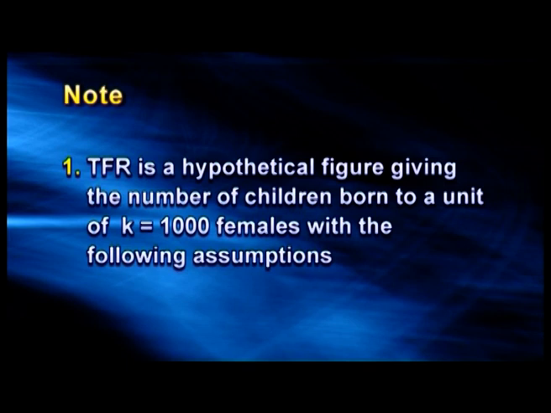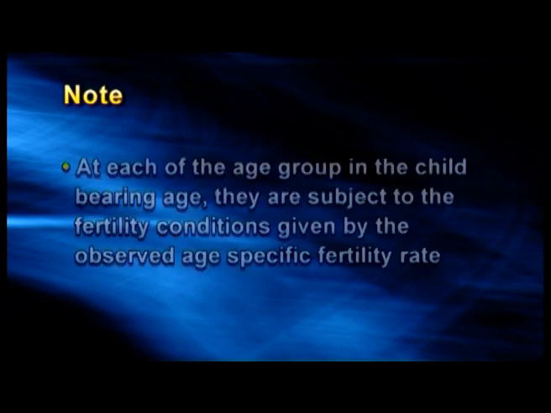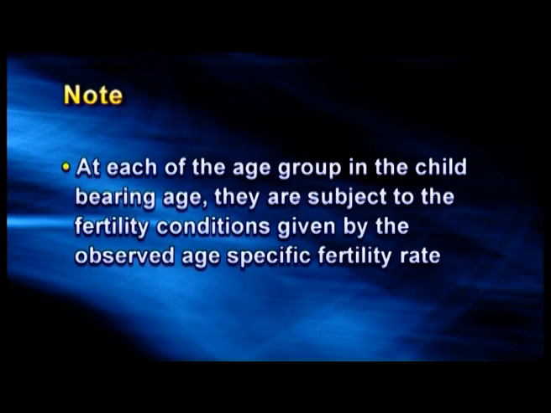1. TFR is a hypothetical figure giving the number of children born to a unit of K equal to 1000 females with the following assumptions. None of them die before reaching the end of the childbearing age, that is, all of them live till at least the age of 50 years. At each of the age groups in the childbearing age, they are subject to the fertility conditions given by the observed age-specific fertility rate.